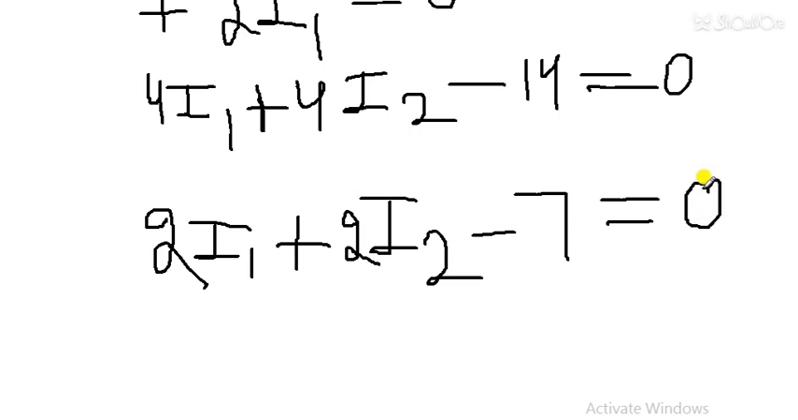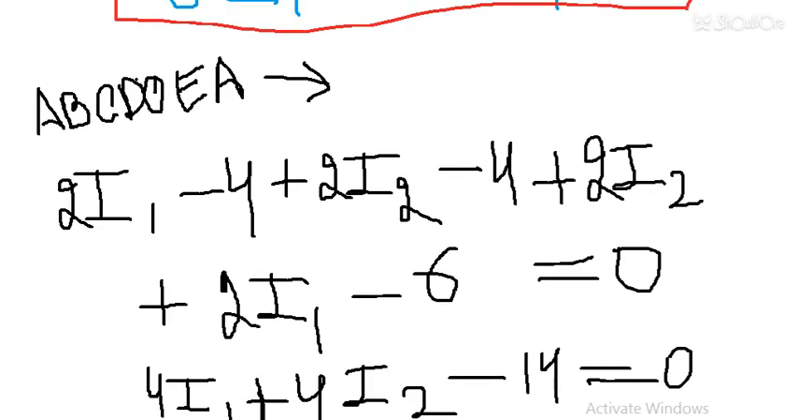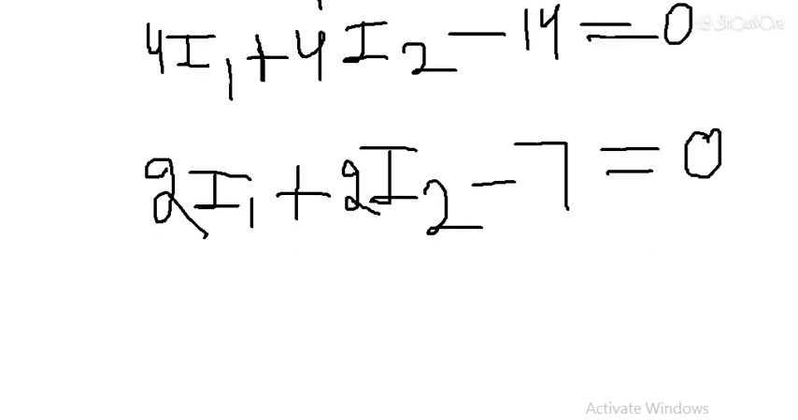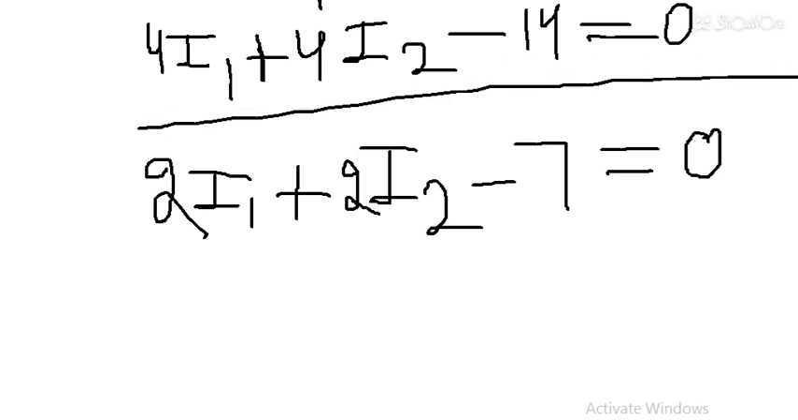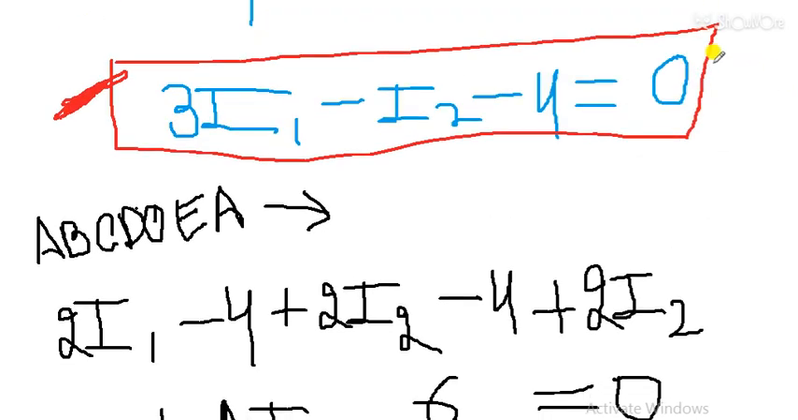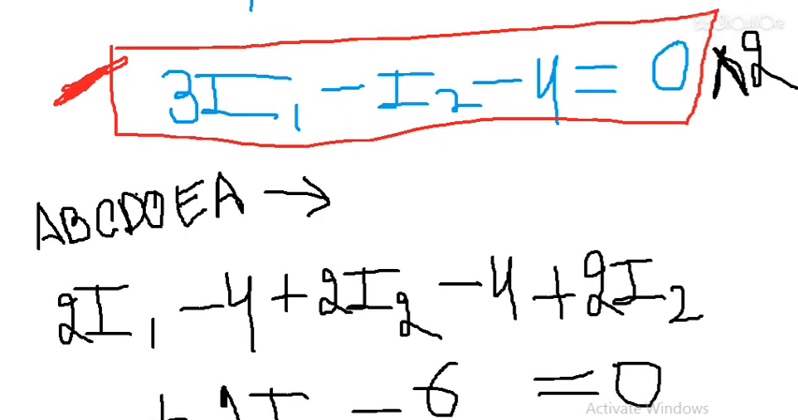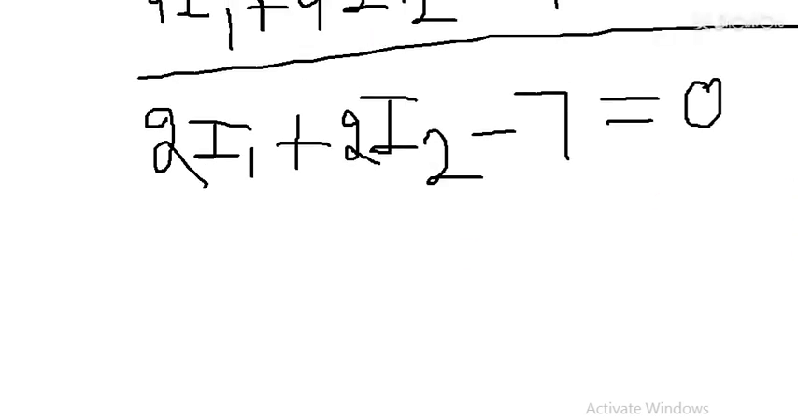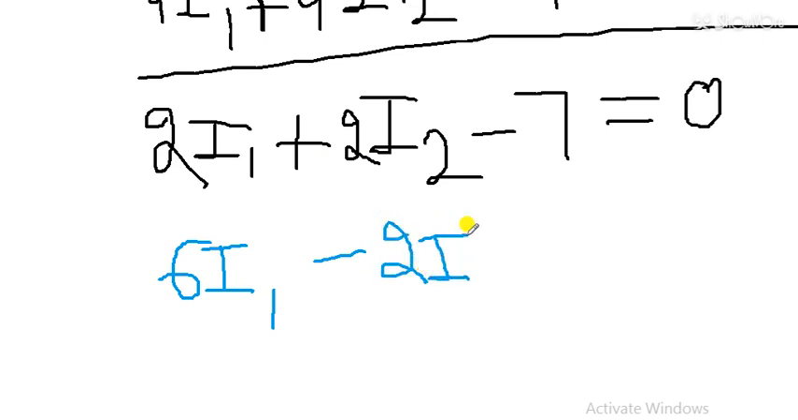So I hope it is clear. So what I have to do, this is the equation I got. So I will multiply this equation with 2 and add in the below equation. I am writing here in blue color. So 6I1 I will get, 6I1 minus 2I2. I have multiplied that equation with 2 so that I2 will cancel out.